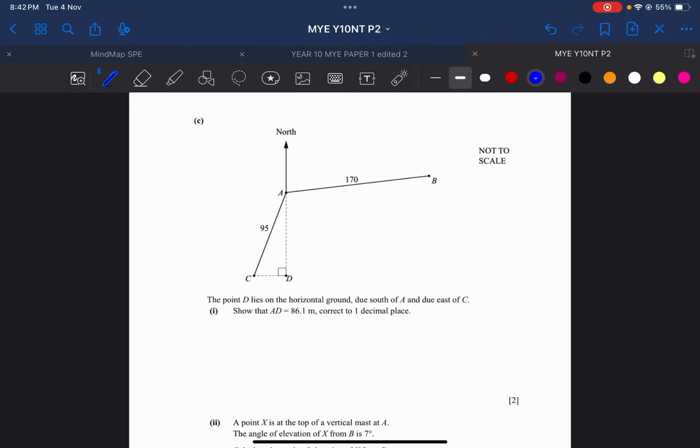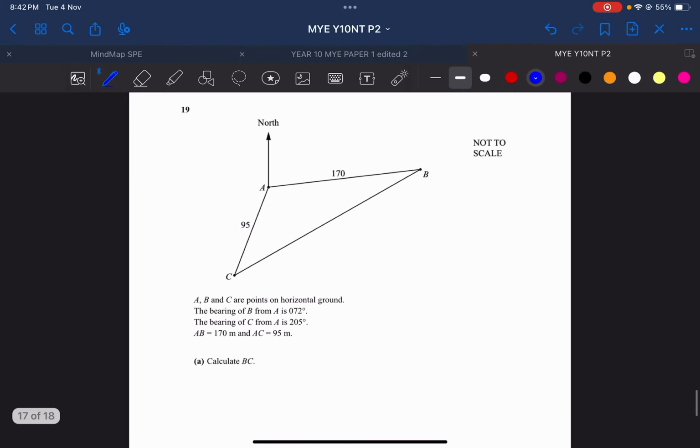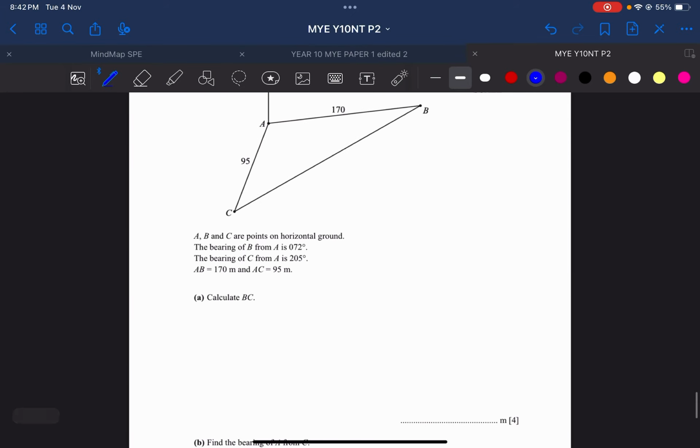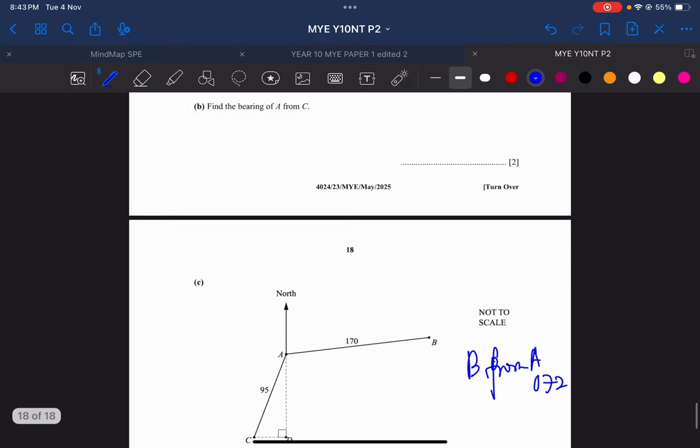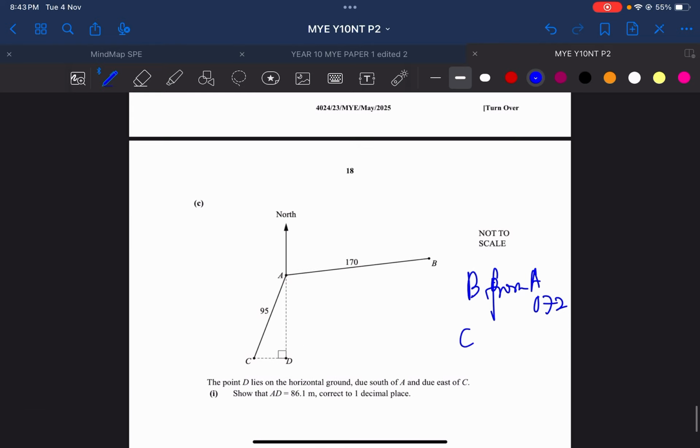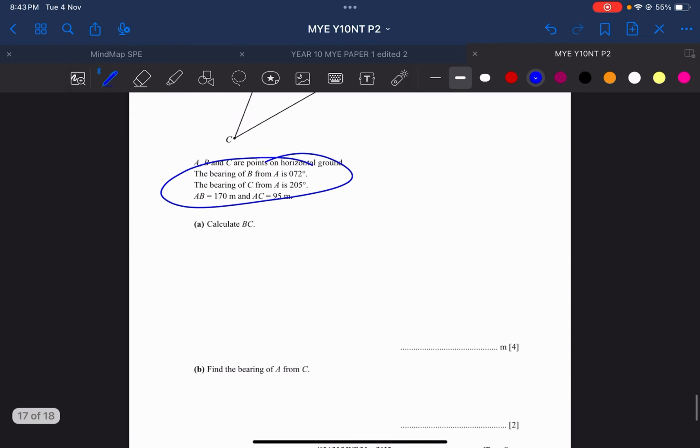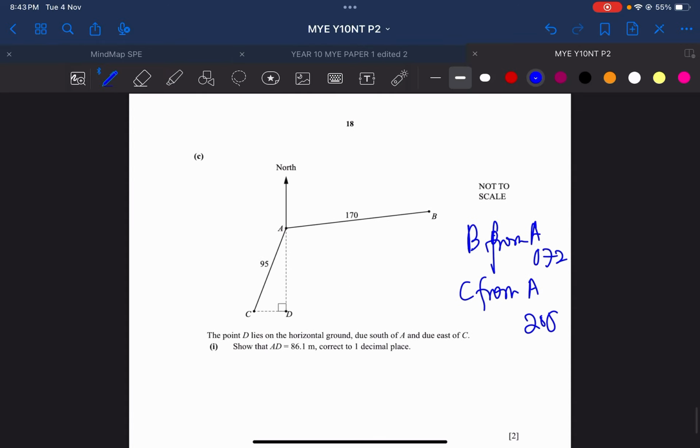Okay, so to answer this question yang C, there's actually an extra information daripada atas. The bearing of B from A is 072, bearing of C from A is 205. Bearing of B from A is 072, kali apa nak? C from A. Yeah, C from A is 205. Okay, so 205. So we're gonna display that on the diagram.